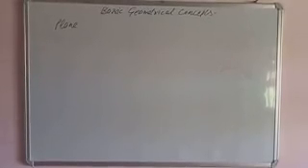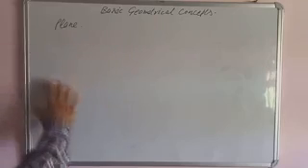So the next term is plane. What is a plane? A plane is a flat surface which extends endlessly in all directions. The tabletop and its board is also an example of a plane surface. A wall is also an example of a plane surface. So there are so many examples. A plane is a flat surface which extends endlessly in all directions.